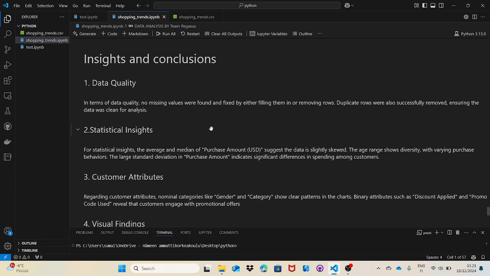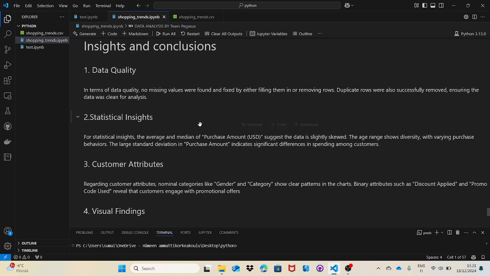The final step was to analyze the results of our work and draw insights from the data. Through the statistical analysis and visualization, I identified several key patterns. For example, I found that younger customers were more likely to engage with discounts, while older customers tended to prioritize quality over price. Certain product categories also performed significantly better, indicating areas where the business could focus on expanding its inventory.